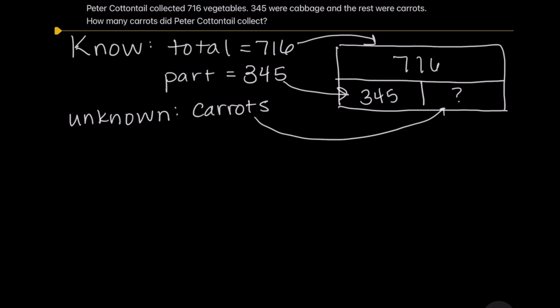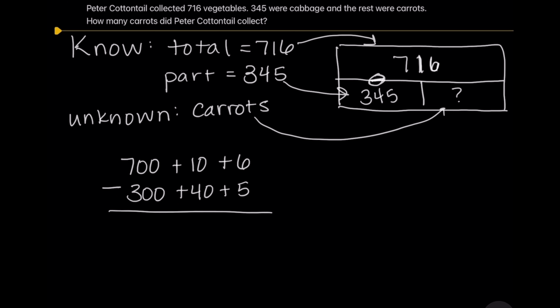All right. If I know the total, which is 716, and I know one part, if I separate the part from the whole, and I can imagine a little subtraction sign, I'll figure out how many are left over. So that's what I'm going to do. I'm going to take 716 and subtract 345. But notice, I'm breaking it apart into place value. I'm breaking it apart into expanded form. So I line up my tens, my hundreds, and my ones, and I always start in the ones place.